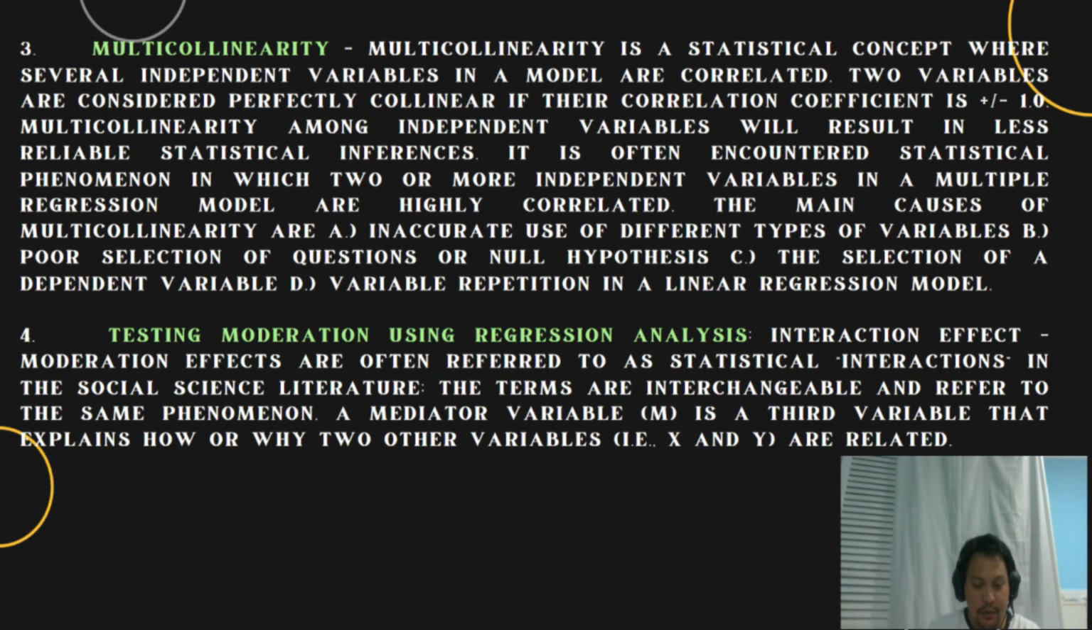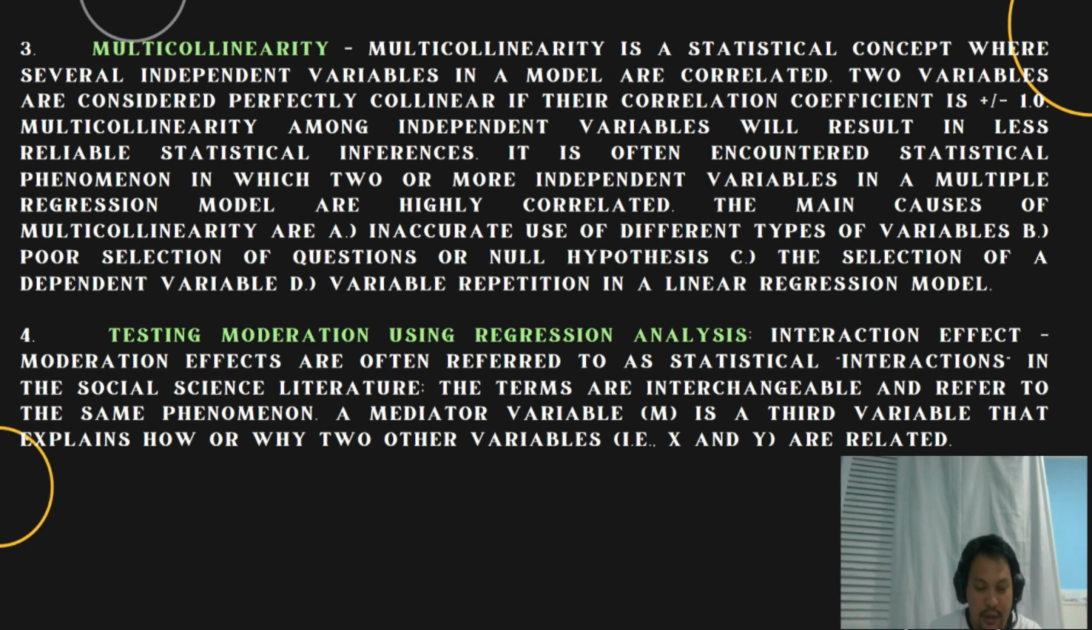Number 3, multicollinearity. Multicollinearity is a statistical concept where several independent variables in a model are correlated. Two variables are considered perfectly collinear if their correlation coefficient is 1 or minus 1.0.